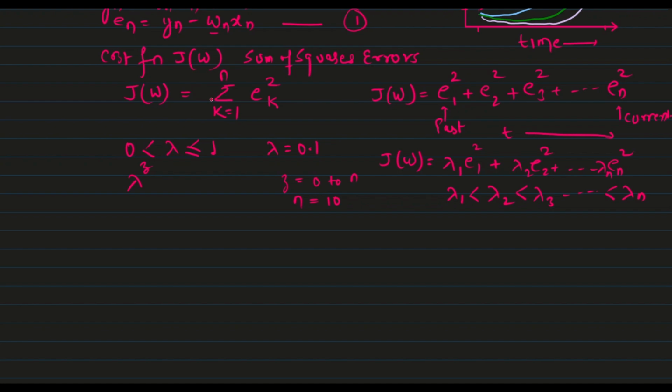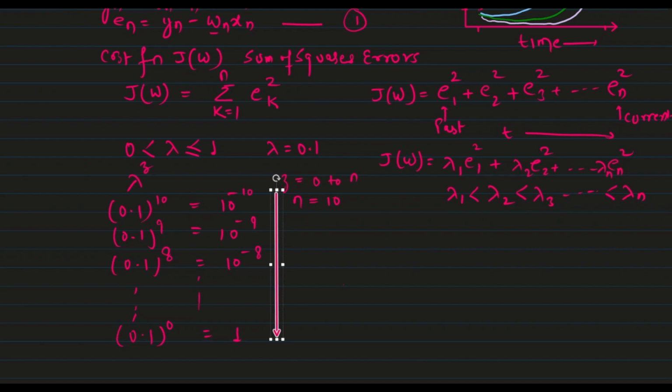So what will happen here is that since I have lambda is 0.1, and let me start with 10, then 9, 8, so on and so forth until I reach 0. So what do I get here? Here I get a number 10 raised to the power minus 10, which is a very small number. And again, 10 raised to the power minus 9, 10 raised to the power minus 8, so on and so forth. Eventually, I will get 1. So my numbers are increasing. This function is increasing in this manner.